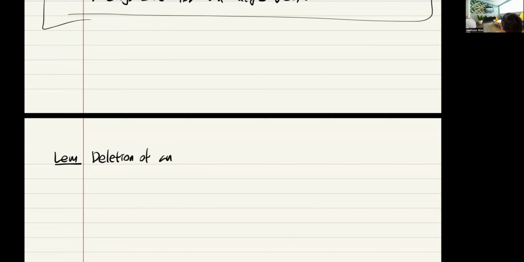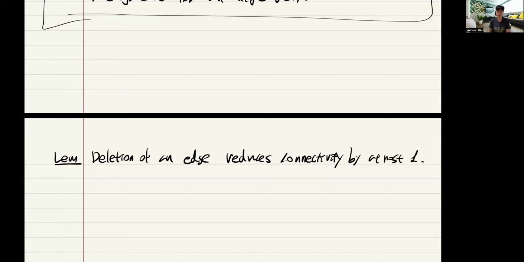Division of an edge reduces the connectivity by at most one. We want to prove this.